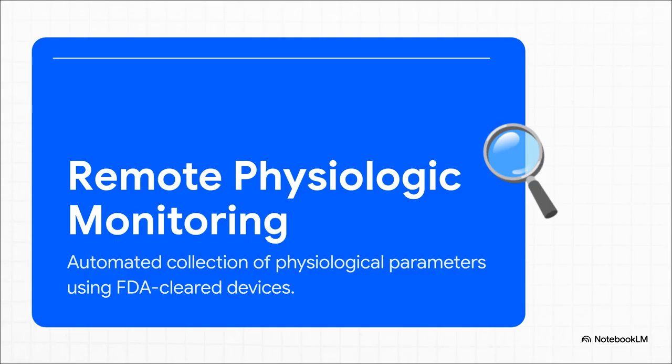First up, we've got remote physiologic monitoring, or RPM. RPM is all about automated physiologic data. We're talking hard, objective vital signs like blood pressure, weight, pulse ox, or blood glucose. But here's the absolute kicker, straight from the CPT guidelines. This data must be collected and transmitted strictly by an FDA-cleared medical device. The device has to do the heavy lifting, gathering that physiologic data and sending it straight to the provider.